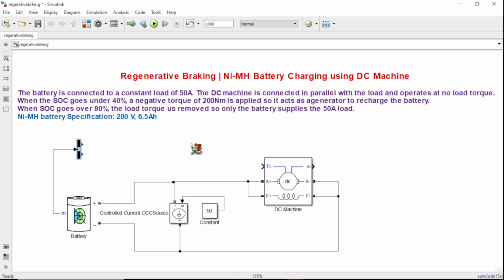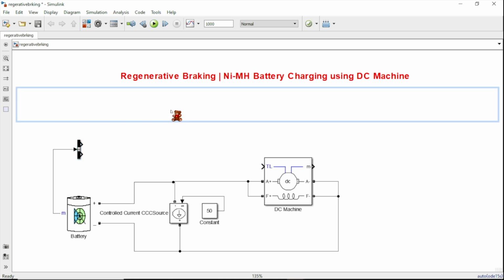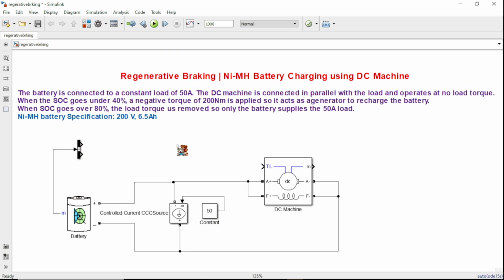So what are the conditions? If the SOC is below 40%, then we have to apply a negative torque of 200 Newton meter, so that it acts as a generator and the battery gets charged. Okay, and when the SOC is over 80%, the load is removed, so only the battery supplies the 50 ampere load. So this will be the case.